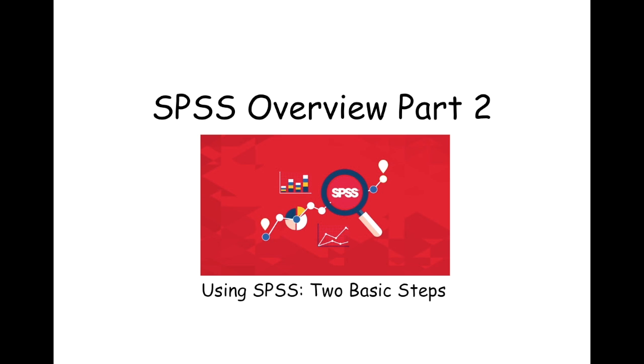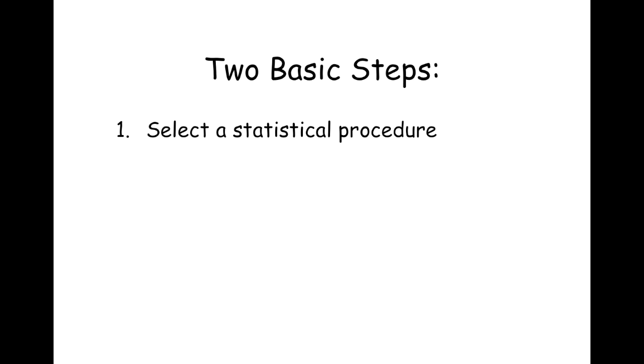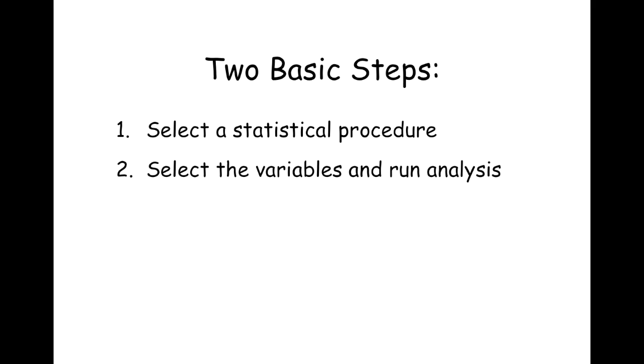In this video, I'll go over the basic steps of statistical analysis using SPSS. It is assumed that you have launched SPSS and opened a data file. The first step is to select the statistical procedure you want to run. Then you choose the variables of interest and then run the procedure.